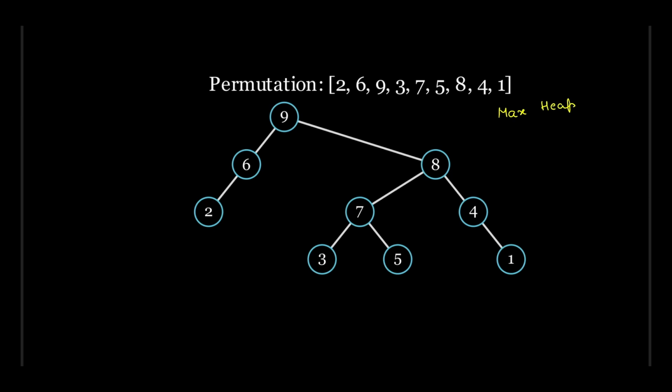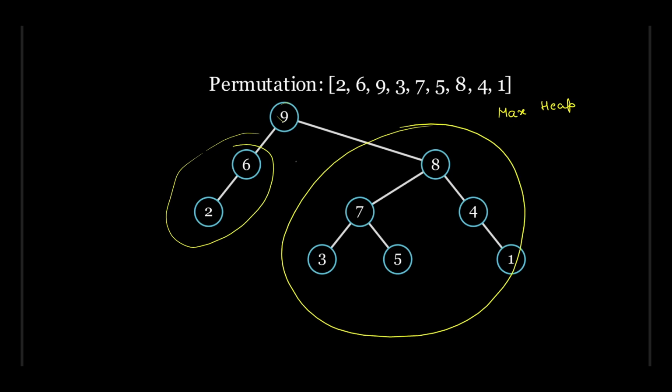Why max heap? Because the maximum element is the root, and then there is the left subtree and the right subtree, and both of these subtrees follow the same identical properties. That is, the root will always be the maximum element from the left subtree and from the right subtree.